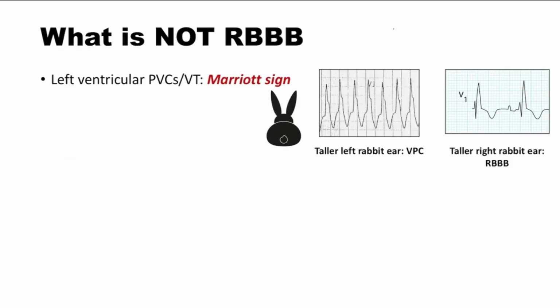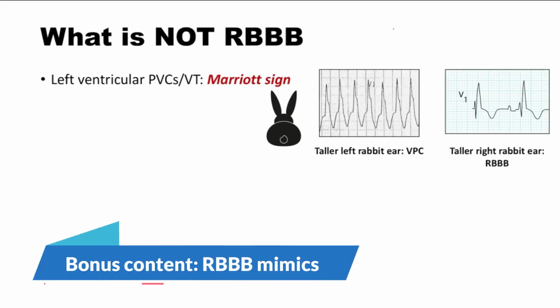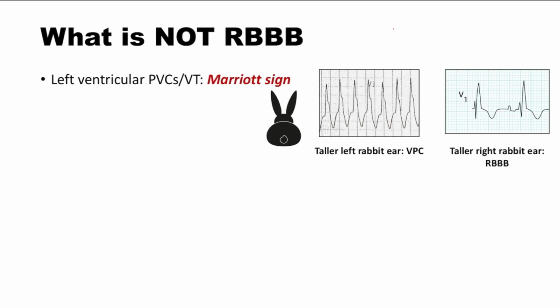Now, if you remember, I told you that I'm going to tell you some bonus tips about things which are not RBBB. They look like RBBB, but they are not. An RBBB typically manifests as an RSR prime pattern. Now, this looks like the rabbit ears. If you look at a rabbit from behind, you see these two ears. So this is the left ear of the rabbit, this is the right ear of the rabbit.